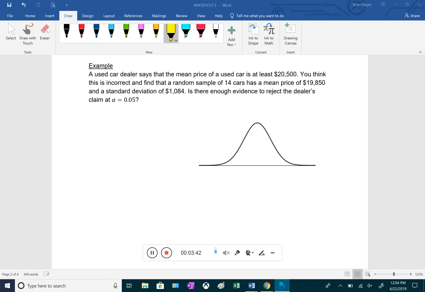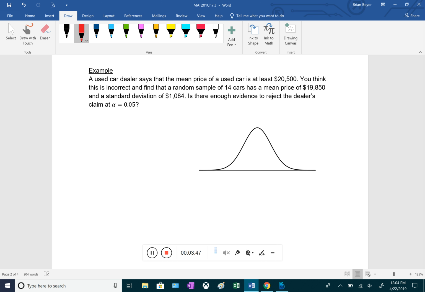A used car dealer says that the mean price of a used car is at least $20,500. Right away, here's the claim: mu is at least, meaning greater than or equal to, 20,500. Automatically we know that's going to be the null because there is equality in there. You think this information is incorrect, and you get a sample of 14 cars and find a mean price of $19,850, and the standard deviation of the sample is 1,084. Is there enough evidence to reject the dealer's claim at a significance level of 0.05?